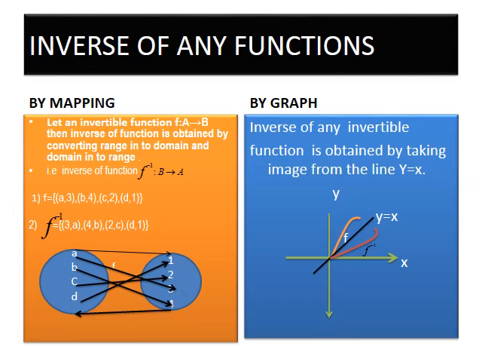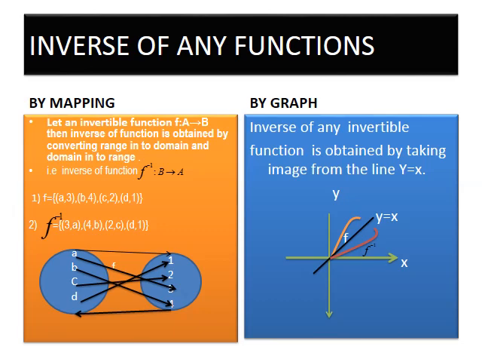Okay, for example, let a function f be defined as {(a,3), (b,4), (c,2), (d,1)}. After taking the inverse, what do we get? The domain is converted into the range and the range into the domain. It means we get f inverse equals {(3,a), (4,b), (2,c), (1,d)}. Okay, let's see the mapping also over here. So in this way we can find the inverse of any function by mapping.